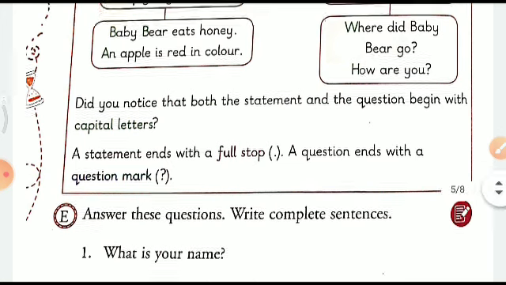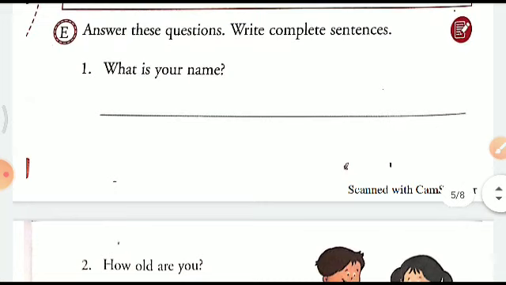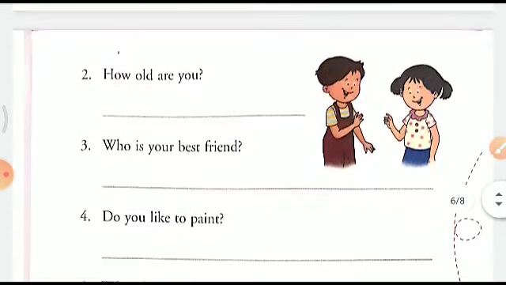Now, answer these questions with right, complete sentences. What is your name? The answer will be what you will write: My name is dot dot dot, whatever your name might be. You can write your name there. Just for example, for me, my name is Amit. You can write your name in the place of my name. How old are you? The answer will be I am 10 years old, or I am 12 years old, whatever your age might be.